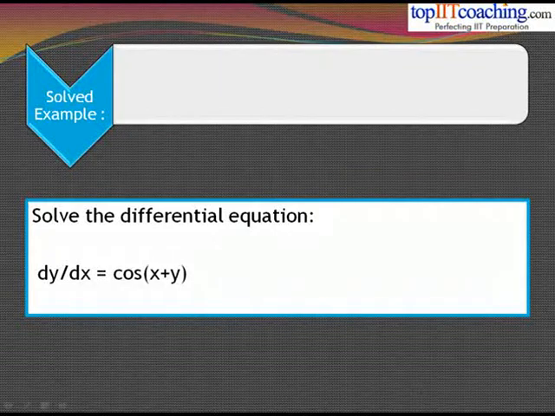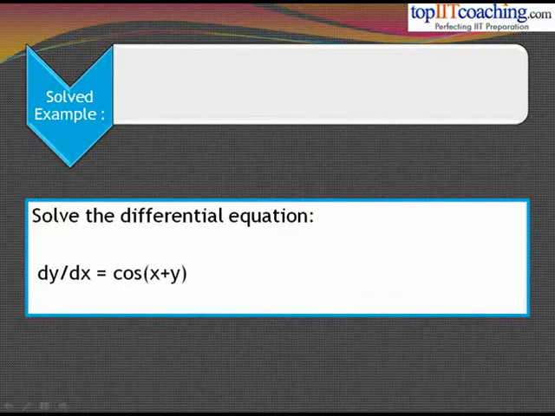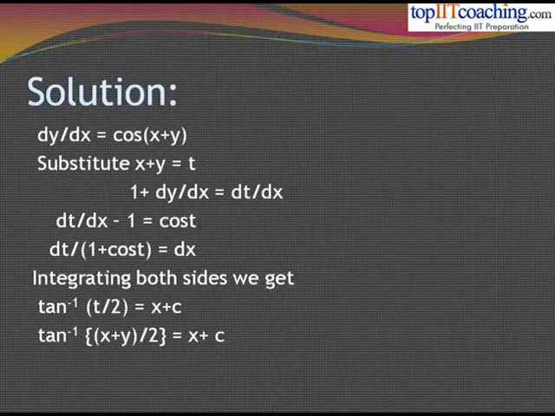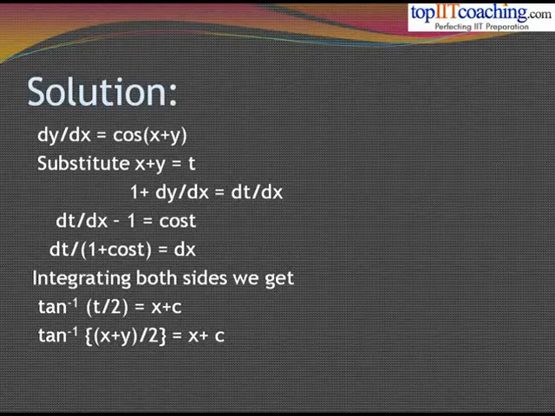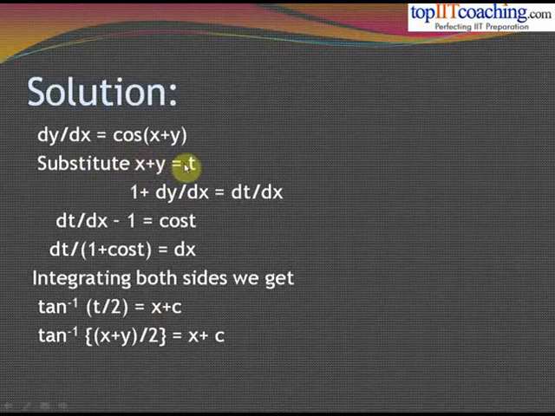Solve the differential equation dy by dx equal to cos of (x plus y). So we have to solve the differential equation dy by dx equal to cos of (x plus y). Can we solve this equation by variable separable method? Yes, we can do that, but there is some modification involved. Let us substitute x plus y equal to t. So this is a function of x and y, and thus we substitute x plus y equal to t.